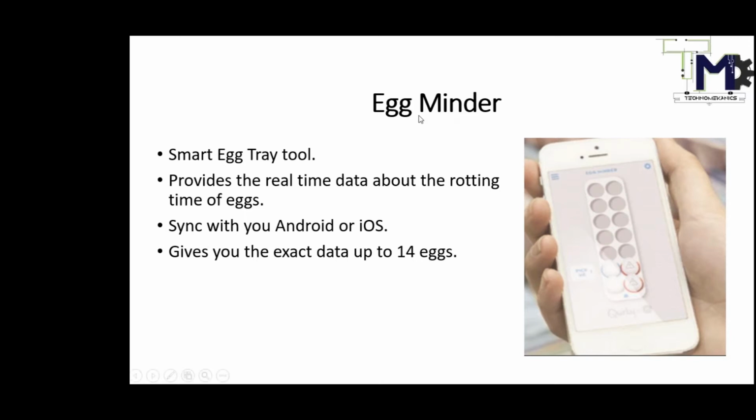This device is known as an Egg Minder. It came around two years back, up to my knowledge. What does this do? You need to buy this kind of egg tray, and if you put this egg tray in your refrigerator with some eggs, then wherever you are in the world, in the office or at school, if you open your smartphone, it will give you data about whether your eggs are rotting or not. It gives you the exact data so that you can prepare yourself and take appropriate action with this technology.